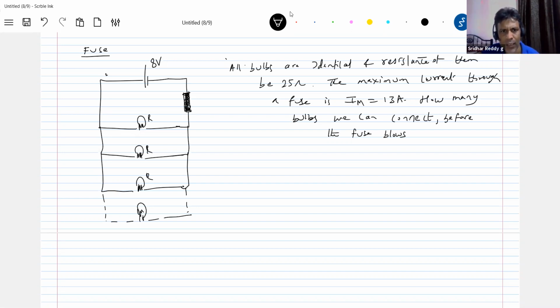So what it does, there's some maximum permitted current. If the current becomes more than the maximum value, it will burn out. The heat generated will be such that it will burn out and become open circuit. Fuse is a wire, where some maximum current is prescribed.